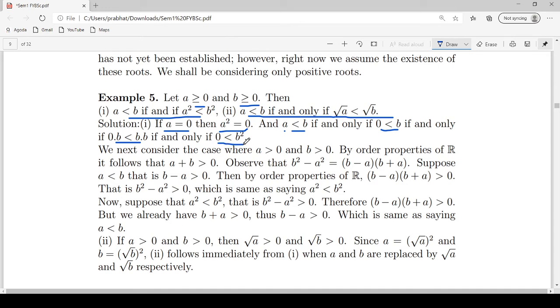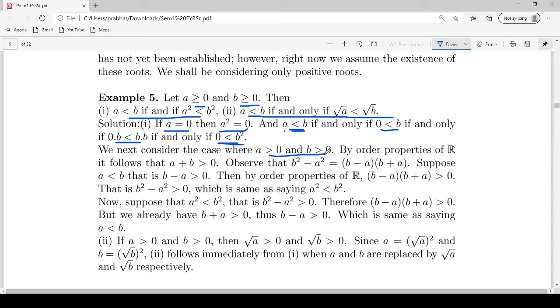But what is 0? 0 is a square. So you have proved a is less than b if and only if a square is less than b square, if a is equal to 0. Now we will consider the case where A and B are strictly greater than 0.